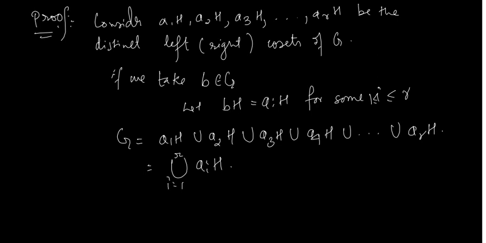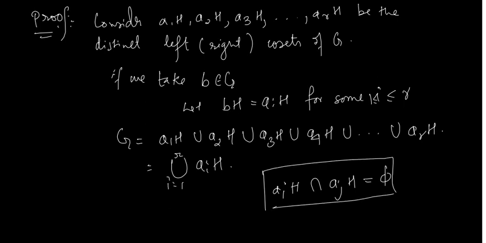Second, since A1H, A2H, A3H up to ARH are distinct cosets, what do I mean by distinct? I mean that AiH intersection AjH is equal to phi for all i, j, where i and j range from 1 to R and i is not equal to j. So by distinct I mean this. Now we will use one of the basic set theory arguments to come up with the result that we want.